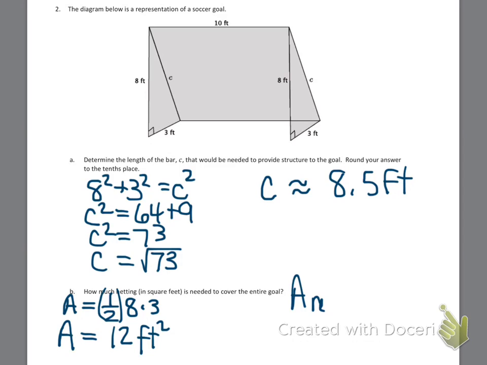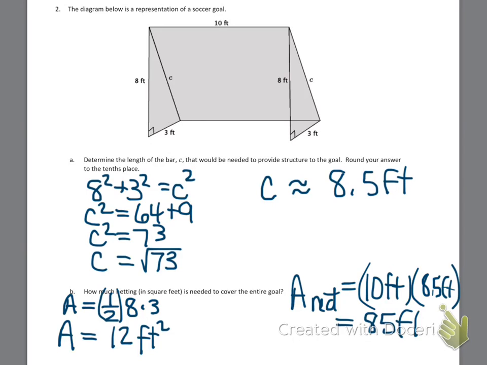And then the area of the rectangle on the back, we're going to call it, is base times height. So it's going to be 10 feet times 8.5 feet. For that, we're going to have 85 feet squared.